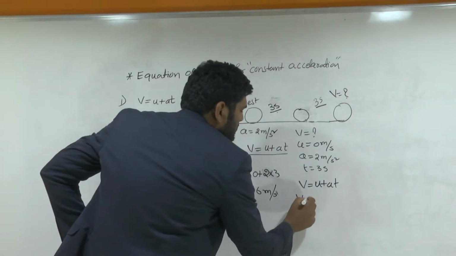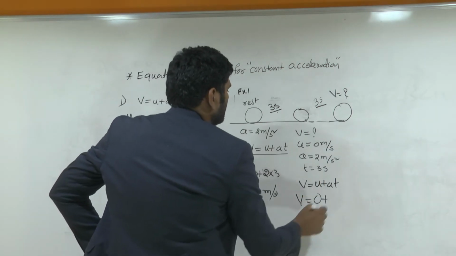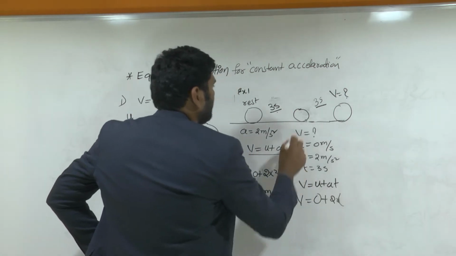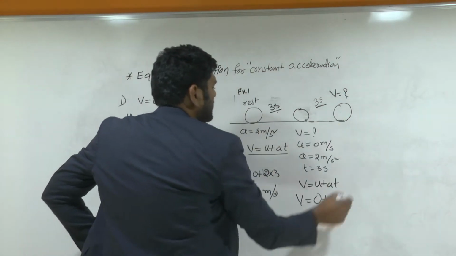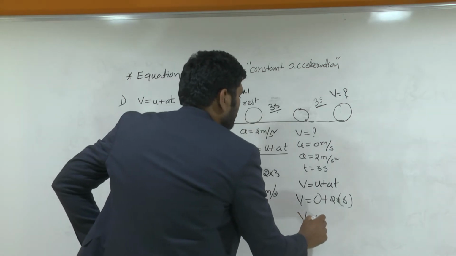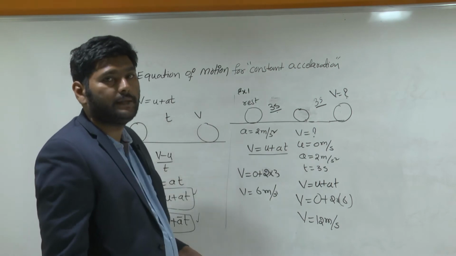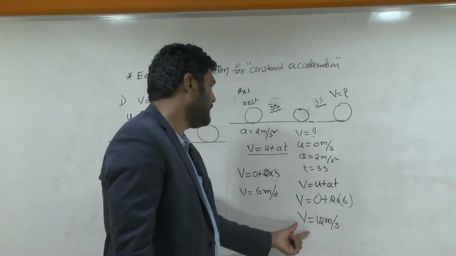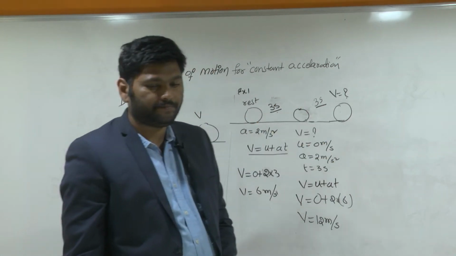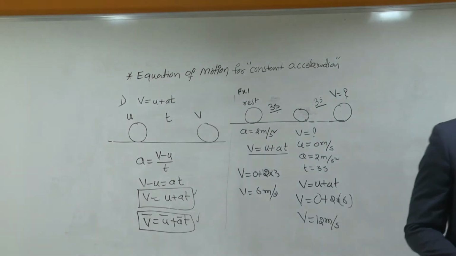In that case, V is equal to u, 0, plus a, which is 2 meter per second, times the time taken to reach here, which is 6 seconds from the initial, so totally 12 meter per second. This is how you can find the velocity of the object after some other 3 seconds. Understand? So this is the way we can take the example.